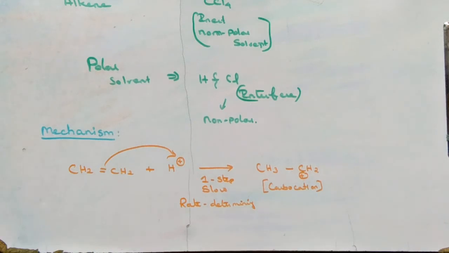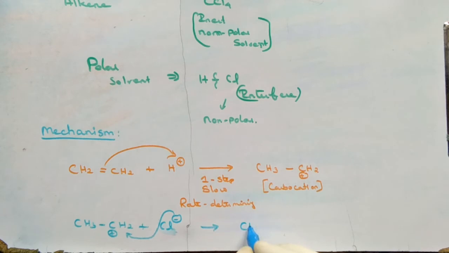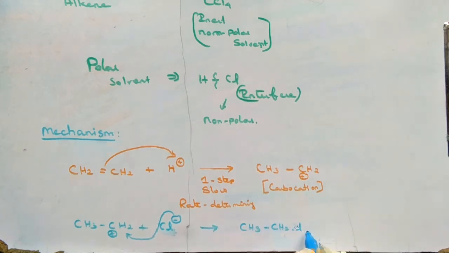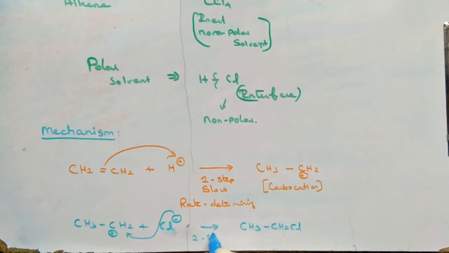Next, step 2. That carbocation will be attacked by the nucleophile, that is Cl-. So the carbocation is attacked by Cl-, and we will get a neutral saturated product like this. This step is the second step and it is the fast step. Okay, this is the reaction mechanism of this reaction.